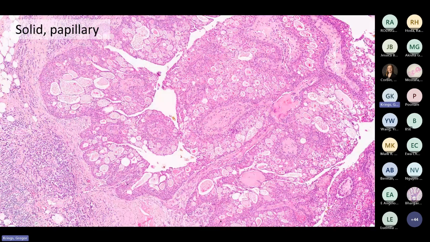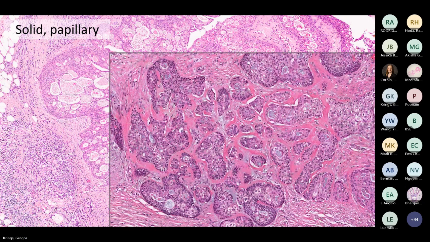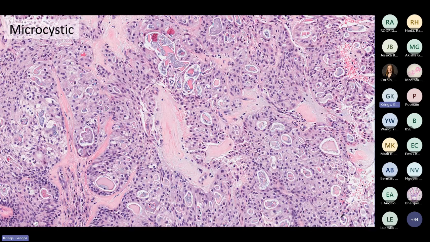Here's an area of more solid type growth. They typically have this microcystic growth pattern also, and you can see this tumor has some solid papillary-like features as well. Usually there's some component of infiltrative growth with either solid or microcystic pattern infiltration into the tissue. Here's another higher power image of microcystic growth.